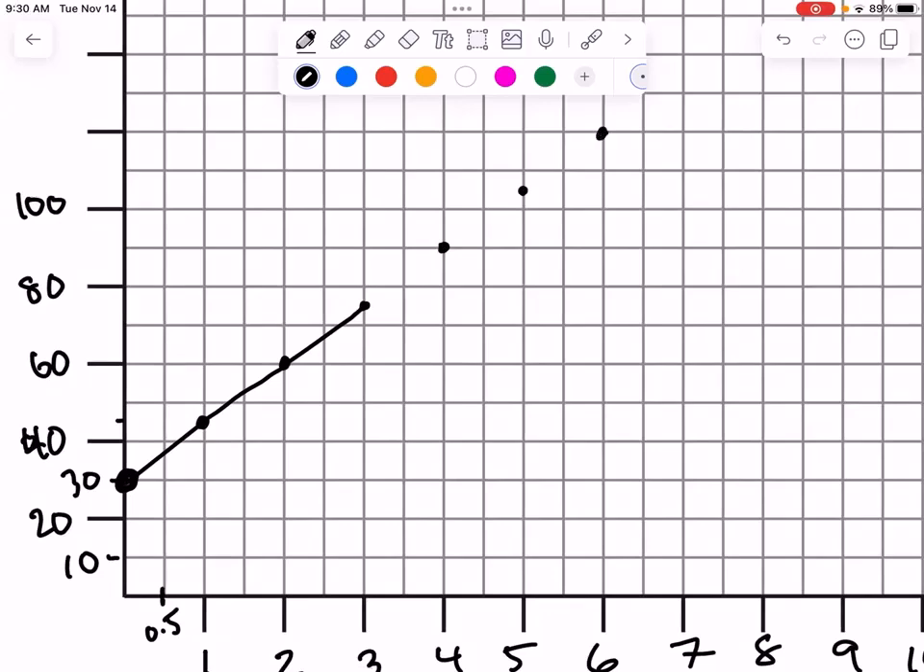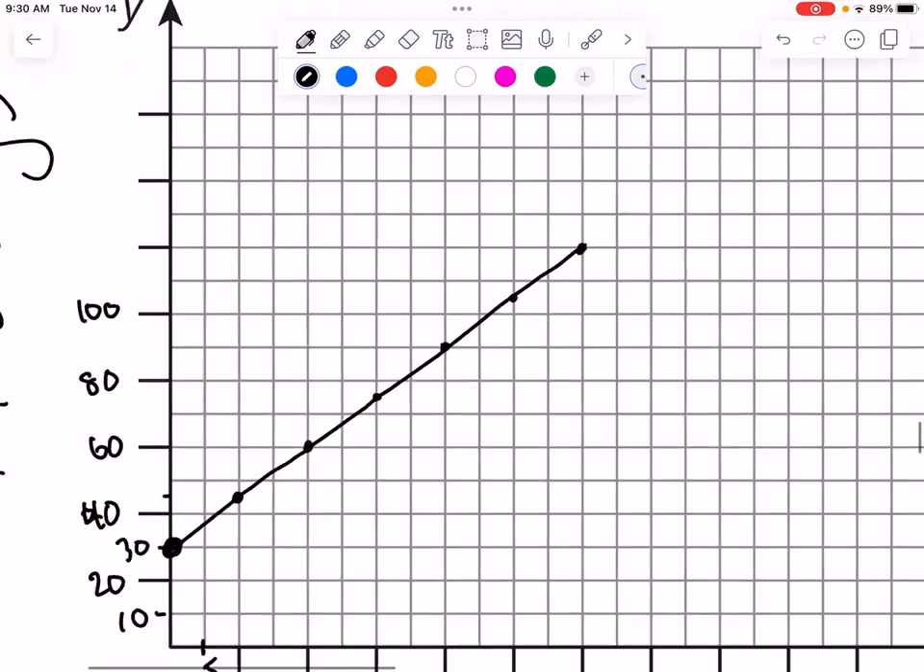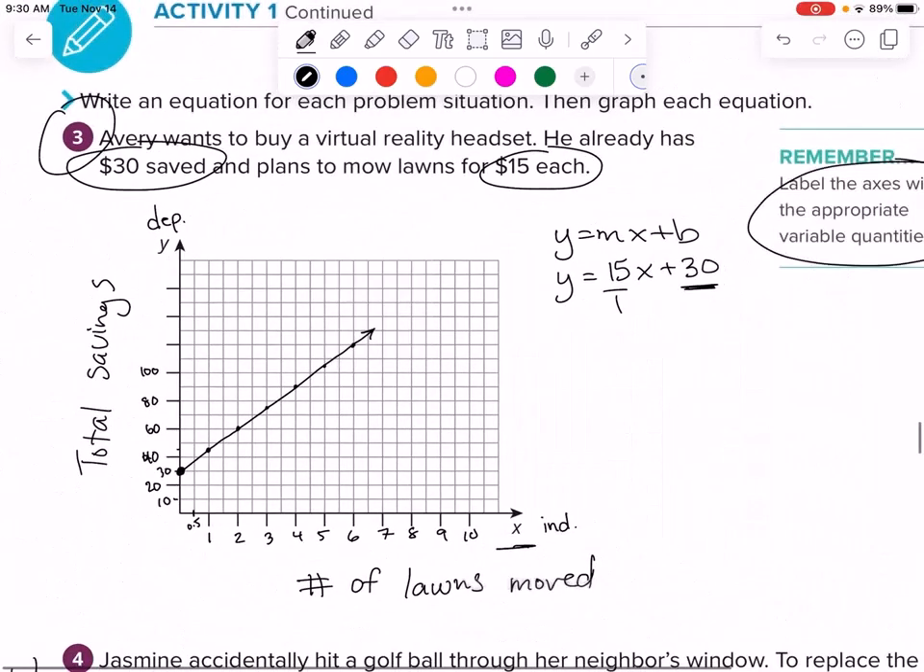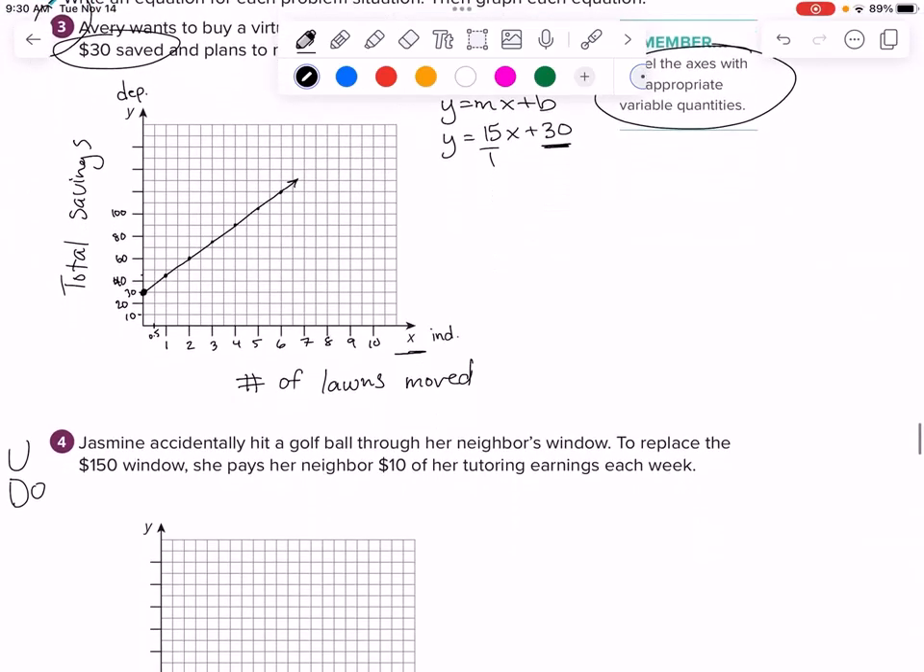Just be careful. I think that's good enough for now. I'm a little bit picky. I'd probably just continue it, but I don't want to make those videos too long. Okay, so with this, that would be the equation and the graph for this situation.